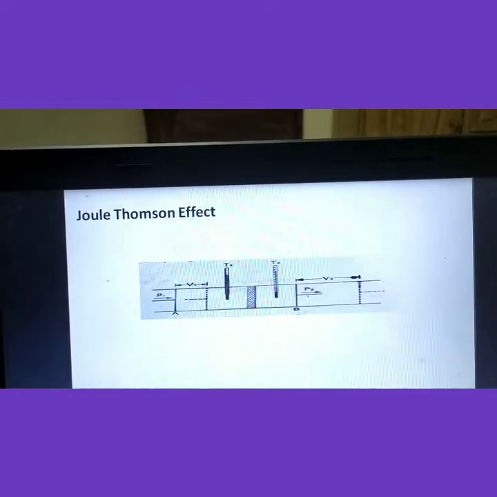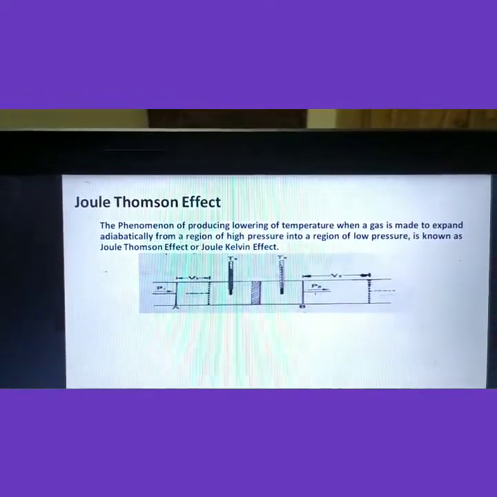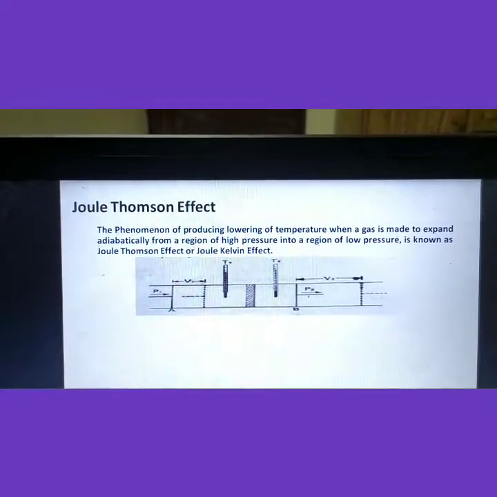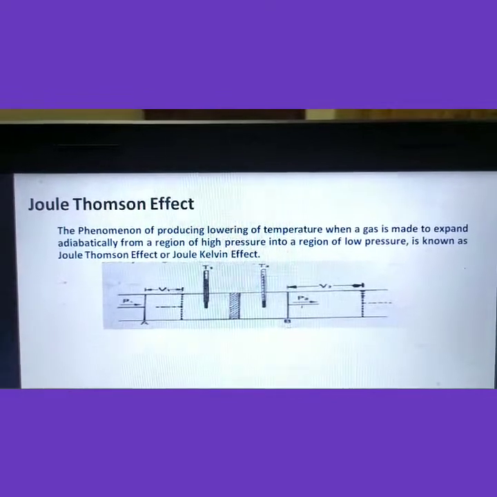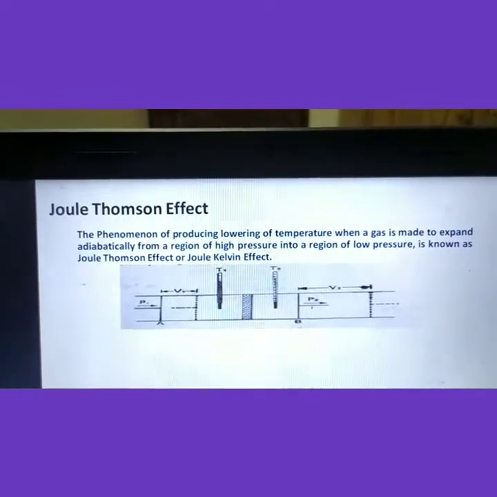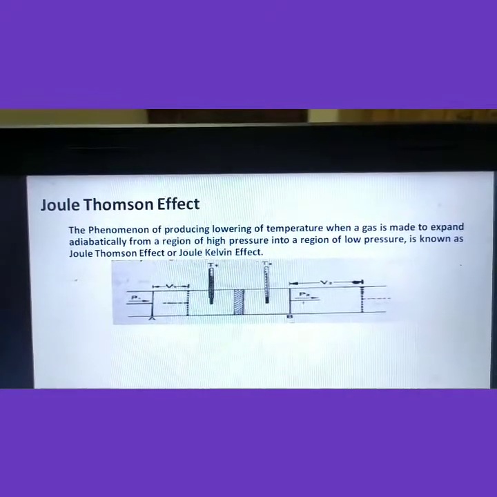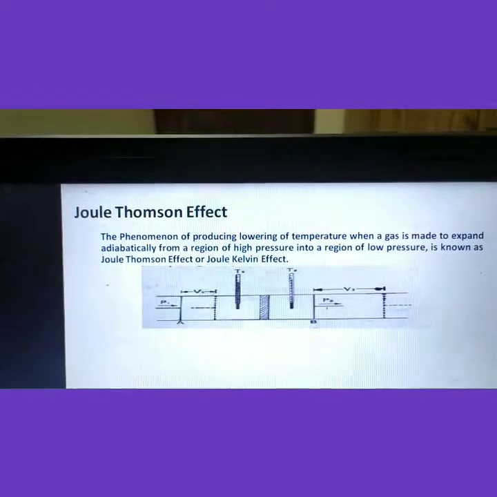By observing the statement of the Joule-Thomson effect, it states the phenomenon of producing a lowering of temperature when a gas is made to expand adiabatically from a region of high pressure into a region of low pressure. It's known as the Joule-Thomson effect or Joule-Kelvin effect.